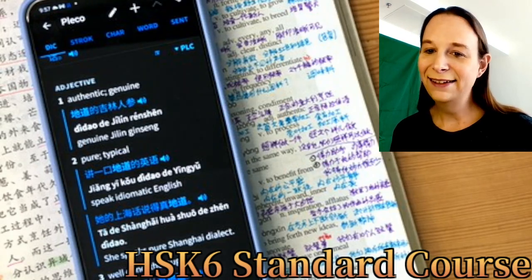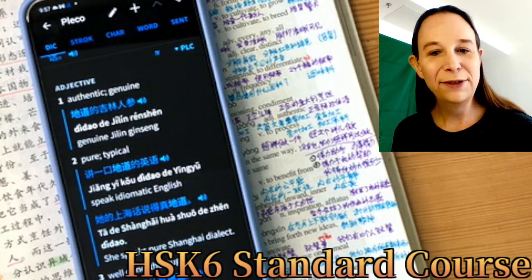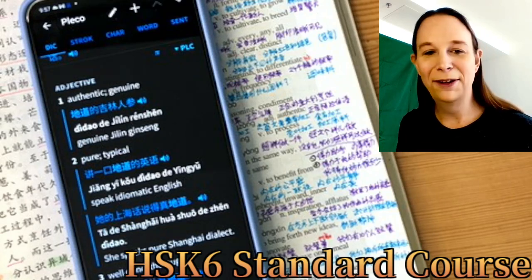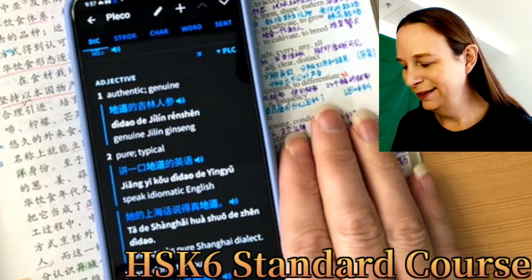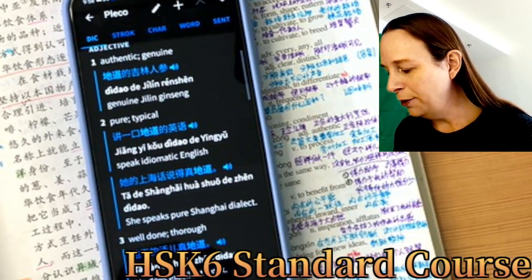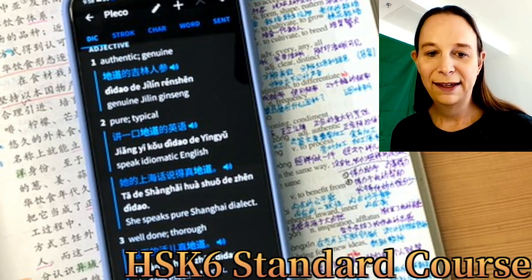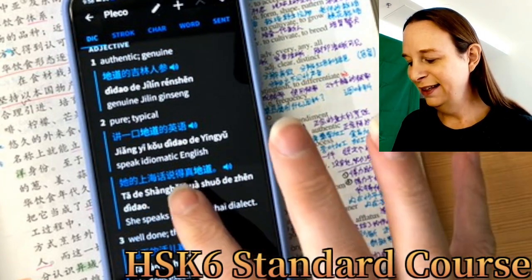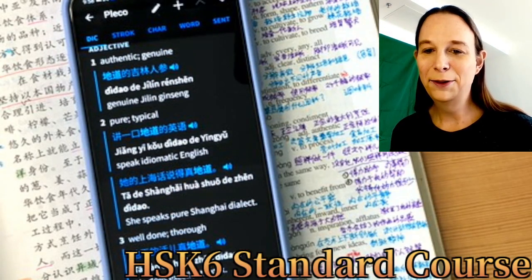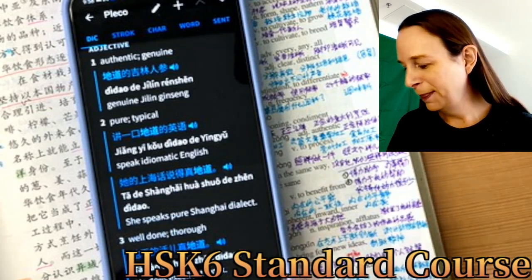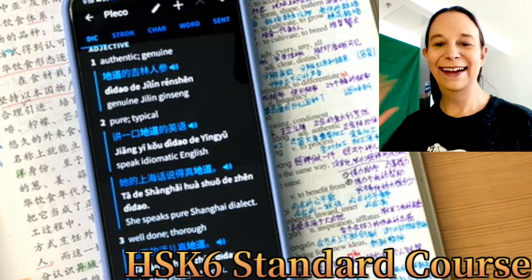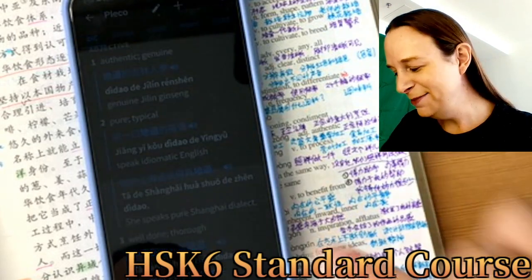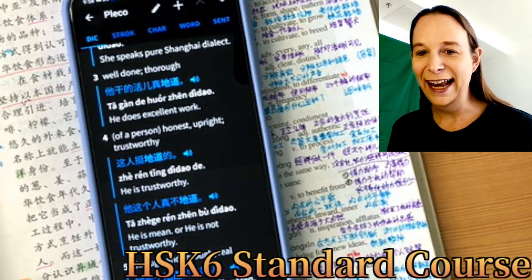This idiomatic does not mean like using idioms. It means speak English that is spoken, right? As opposed to ultra unnatural English. 他的上海话说的真地道。Her Shanghai dialect, she speaks Shanghai dialect quite authentically, something like that. Yeah, 我越学习越有点担心，我说的是地道的 ChatGPT 话，authentic ChatGPT dialect.